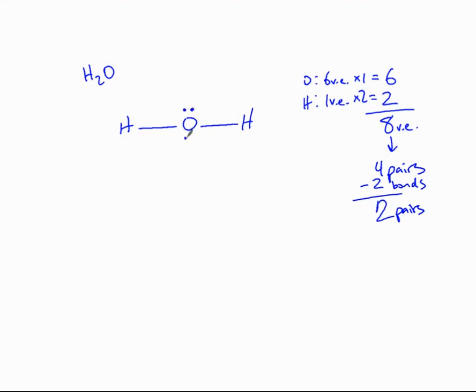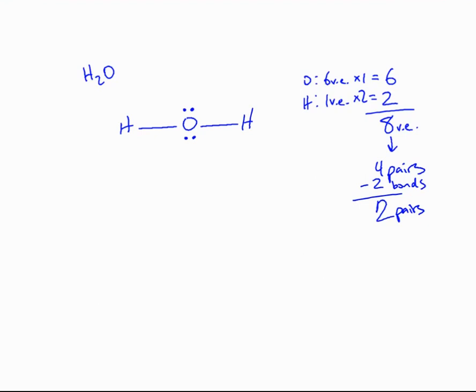There's 1 pair. There's 2 pairs. And now we check to see, does oxygen obey the octet rule? 2, 4, 6, 8. And this is a possible Lewis structure for water. Now this one is valid.